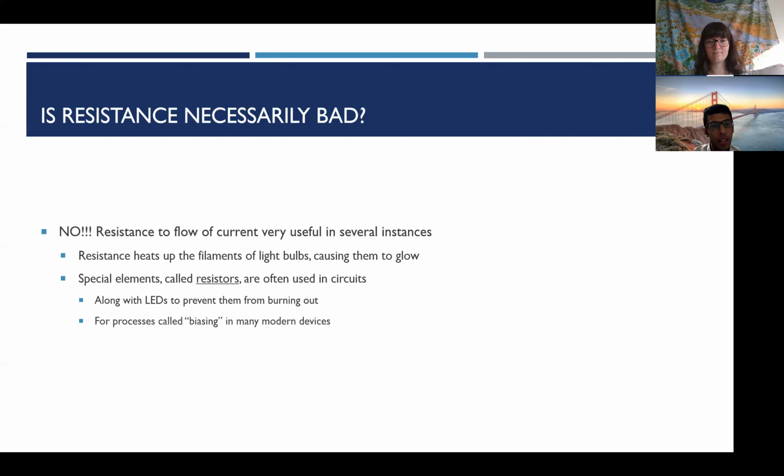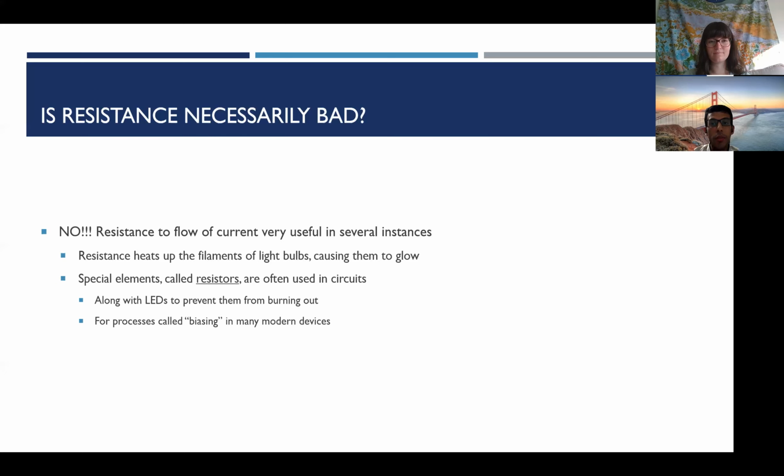Another example is that many modern devices use resistors for what's called biasing. There's an example in a couple of slides where I have a circuit diagram which shows how biasing is done. But for now, these are just a couple of examples that use resistors, and there are a plethora of examples. Resistors can be found in almost every circuit that you can imagine.